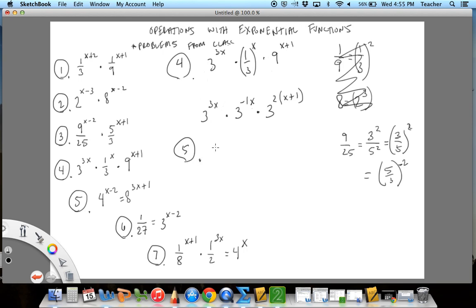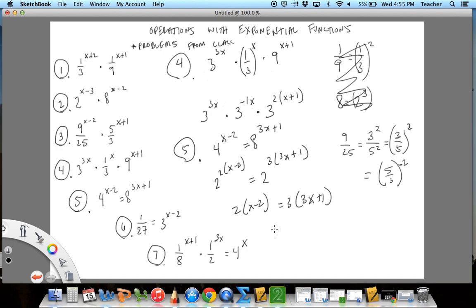Number 5, we have 4 to the x minus 2 equals 8 to the 3x plus 1. On this particular one, we have an equation now, so we're going to use a base of 2. 2 to the 2x minus 2 equals 2 to the 3 times 3x plus 1. Now once you have these together, because they have the same base, we can simply set the two exponents equal to one another. That's what the equal sign means: if the bases are the same, then the exponents are the same.